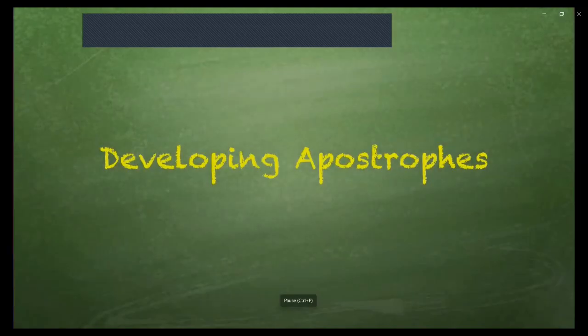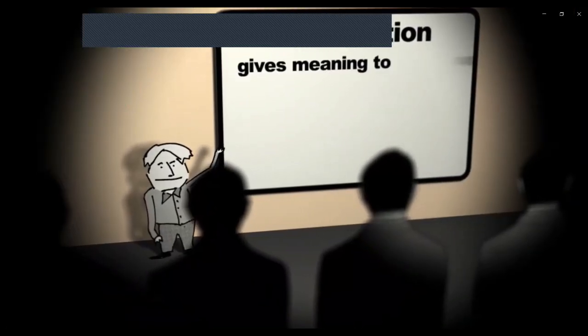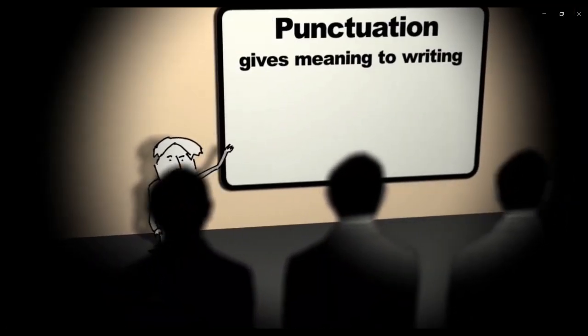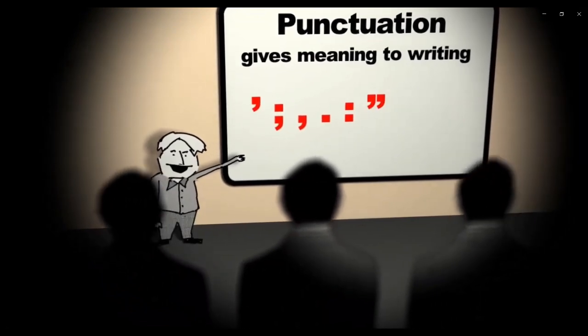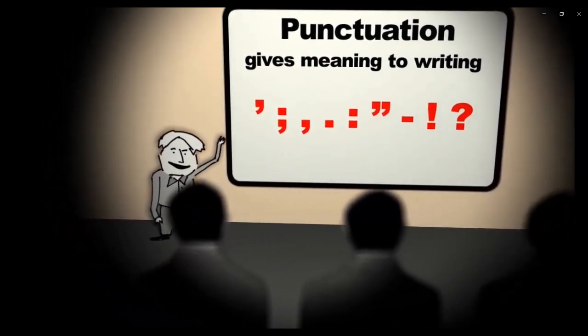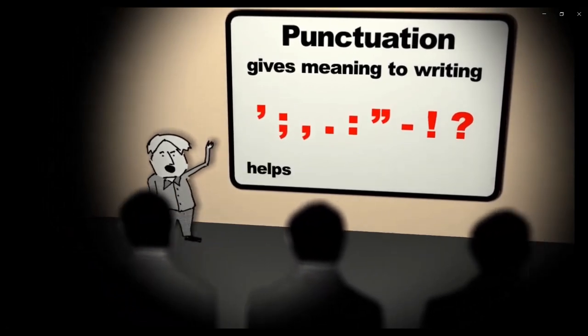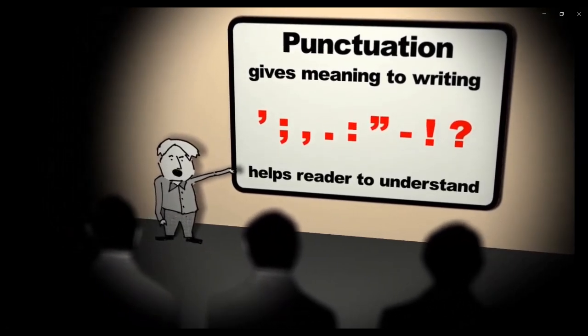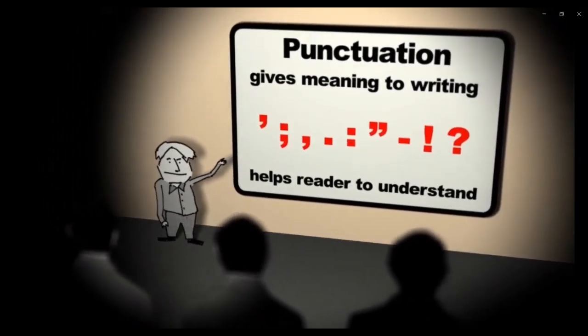Developing apostrophes. Punctuation gives meaning to writing. Punctuation marks like commas or semicolons are not just squiggly marks on the page that we pop into our writing with our fingers crossed, hoping for the best. They help the reader to understand what the writer is saying and are used to clarify meaning in text.